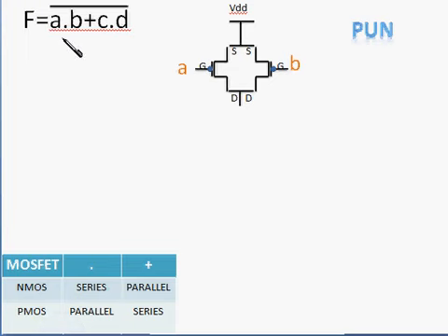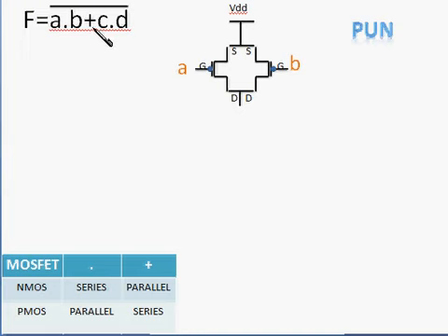Now we start drawing the circuit diagram from the pull up network, and we end the circuit diagram with the pull down network. Now look at the equation, A dot B. In the pull up network we have to draw the PMOSFET network only. So for A dot B, PMOSFET dot operation, therefore the PMOSFETs must be in parallel. Therefore the result we get is A is parallel with B.